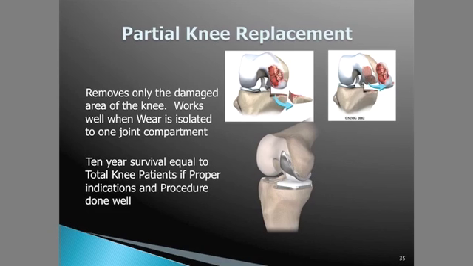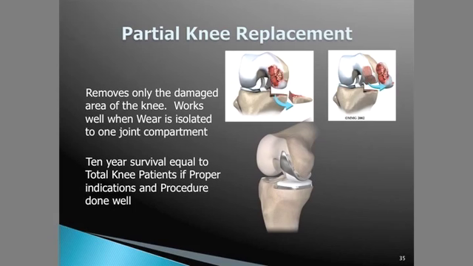Partial knee replacement. This is done where the disease is isolated to one part of your joint. So if the medial aspect of the knee is worn, then you can remove the worn medial joint compartment and resurface that. It works well, but you really have to select your patients properly.